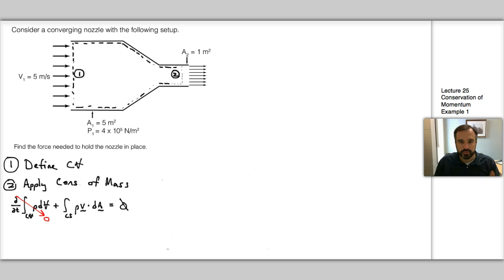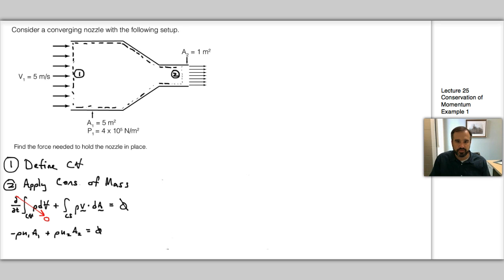And then we can look at our two control surfaces. So we only have two surfaces that we need to add up. The flow is coming into 1, so by definition that's going to be a negative term. The flow is only in the u direction, and so we get negative rho u1 A1 for the mass coming in, plus rho u2 A2 for the mass going out, and that's going to equal 0.